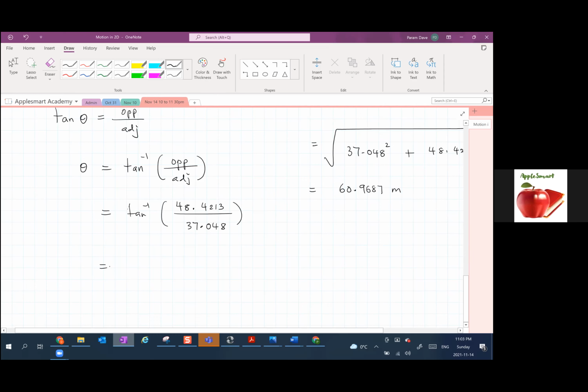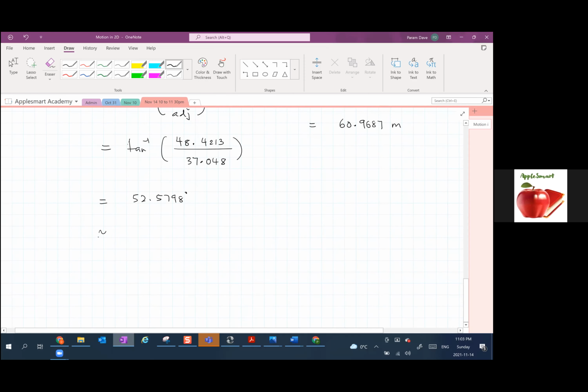$52.5798. Perfect. 52.5798 degrees. And usually the degrees are approximated to the nearest degree. So we're going to use the even-odd rule here to say that is 52. Some textbooks will give you 53 degrees. You can follow whatever your teacher's rule is.